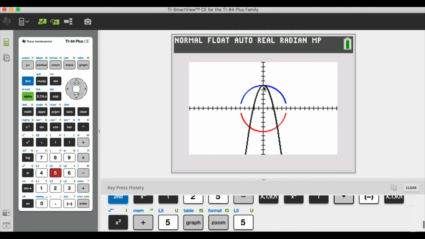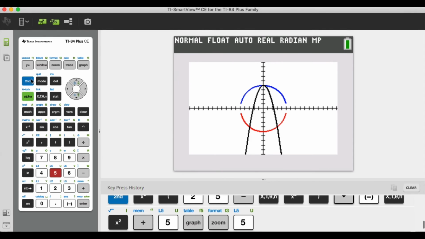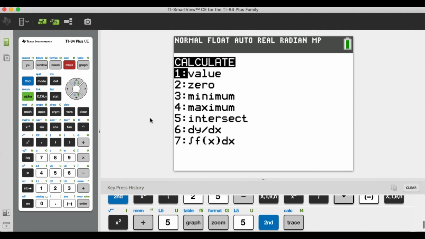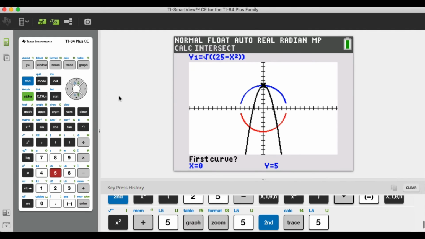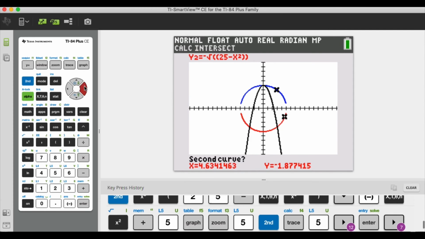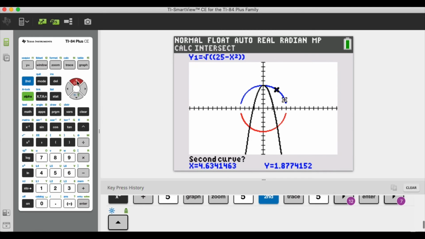So it looks like I have an intersection point here, right here, and right here. So I hit second, trace 5. Now it's really important to make sure you know which function you're working with. Notice I'm on the top half of the circle. I hit enter. Right now I'm on the bottom half of the circle. I'm going to swap to the other equation. I push enter where it looks like the first point of intersection is, and that's 0, 5.